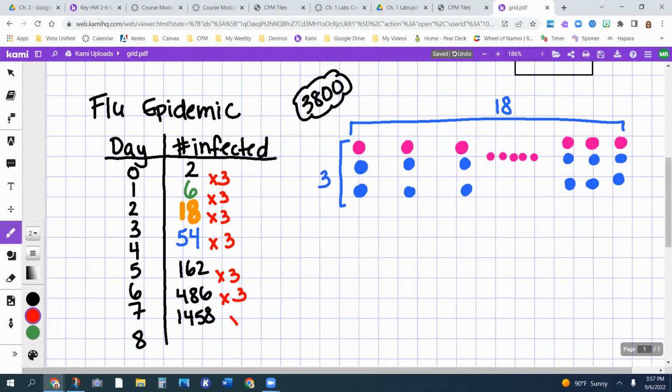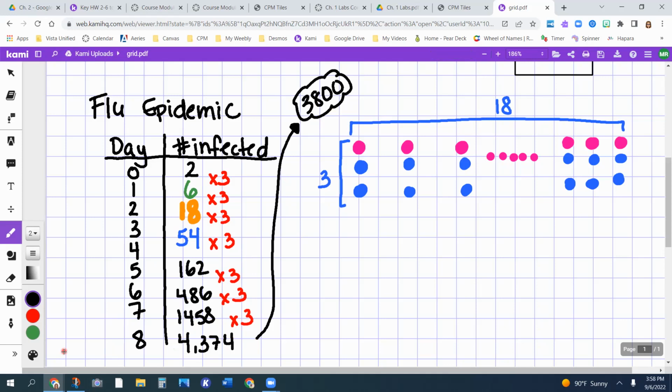I'm going to times by 3, and I ended up with 4,374. So you'll notice I did not get exactly 3,800, but on day 7, I didn't have all 3,800 people infected. Only 1,458 were. By day 8, more than 3,800 would have been infected. So those 3,800 would have been infected on day 8. So this was the other situation that we had.